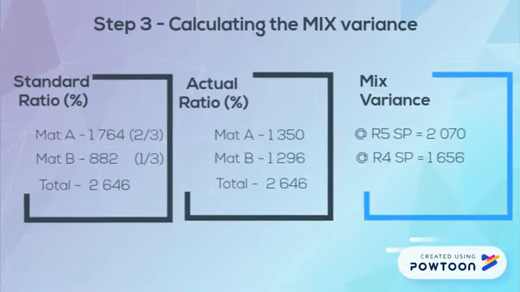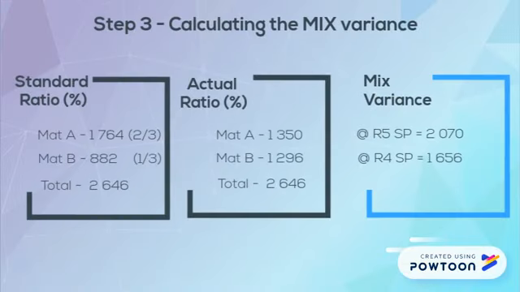For our mix variance, we will be comparing the actual ratio to the standard ratio. We will use 2,646 for both, which is our actual quantity units, but we will apply different ratios. This therefore gives us our mix variances if we calculate it.